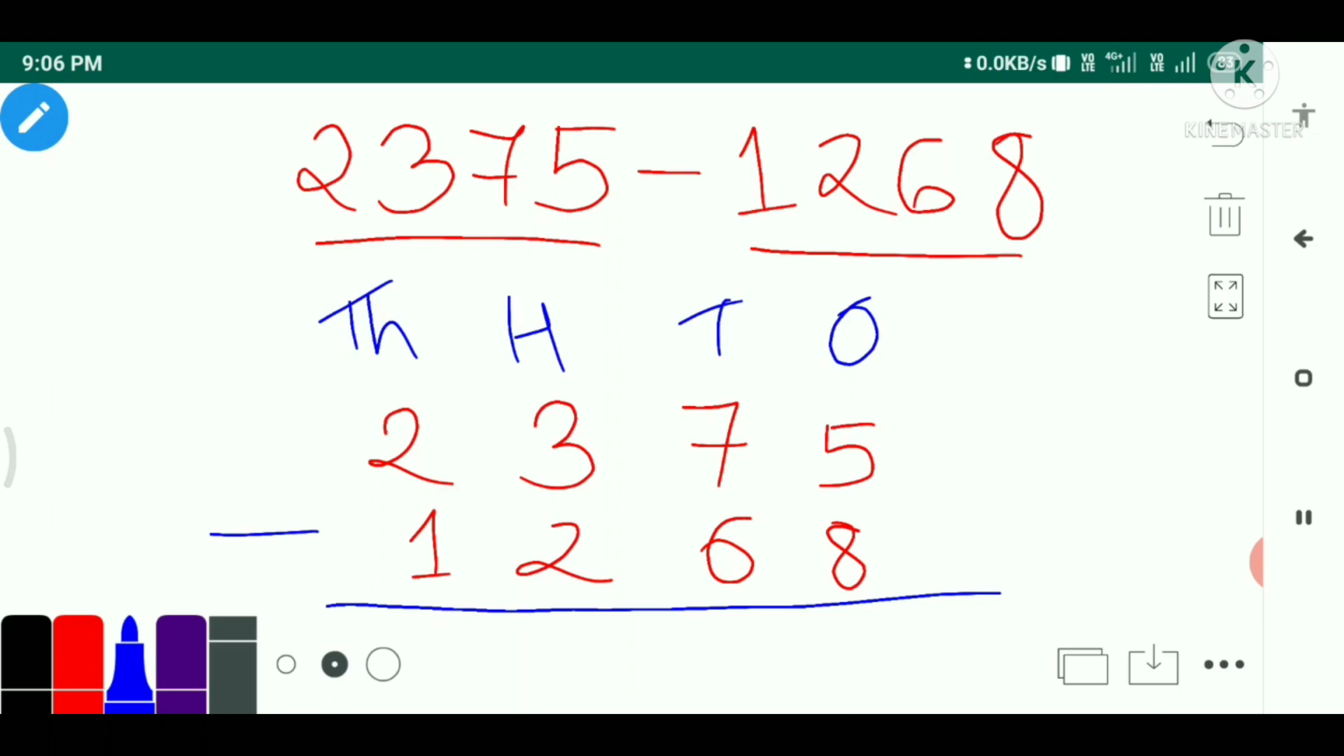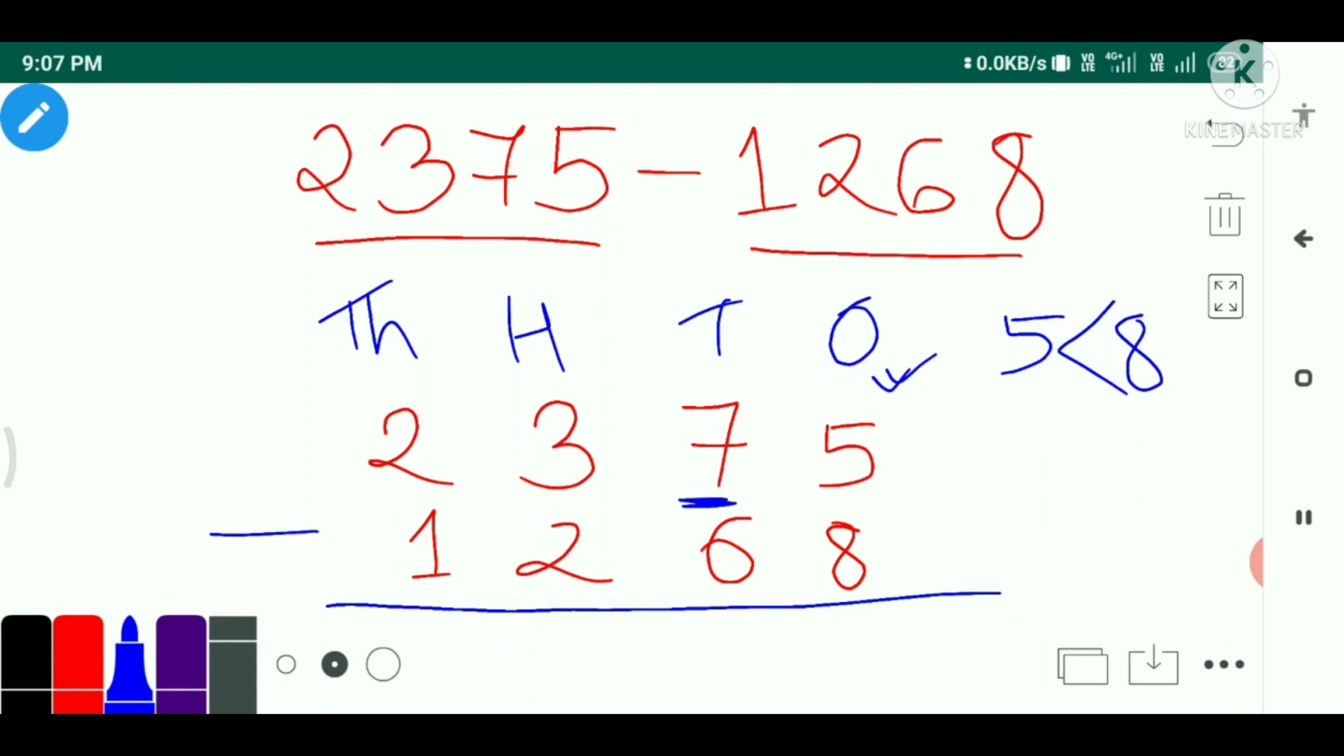Now we'll do what? Subtraction. Remember, we always subtract from the 1's place value. So we'll start subtracting from this place. Now you can see the upper number is 5 and the lower number is 8. Now 5 is less than 8. Yes, 5 is smaller than 8. So we have to borrow a number from the previous number.